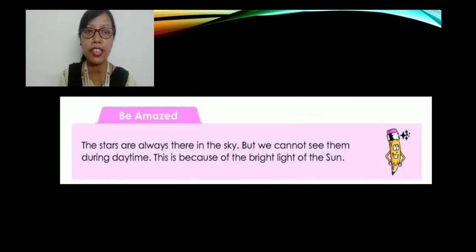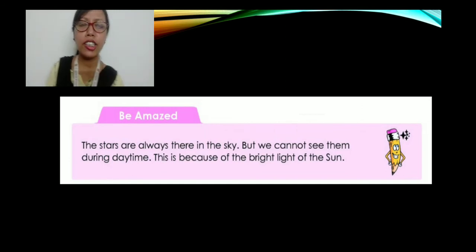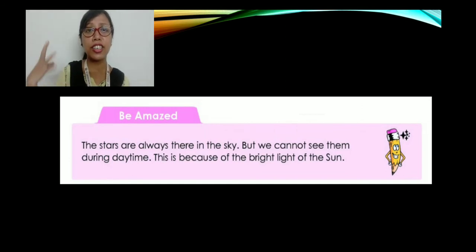So the stars are always there in the sky, but we cannot see them during daytime. This is because of the bright light of the sun. Why? Because you know that even during the day the stars are present in the sky, but we don't see them. Why? Because the brightness of the sun is so much that they are not visible to us.